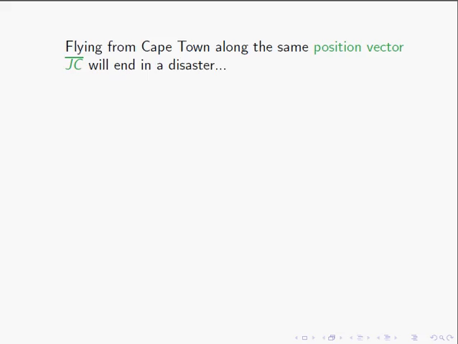Flying from Cape Town along the same position vector JC will, however, end in a disaster. This shows that position vectors are fixed vectors. The starting point and the end point are important.